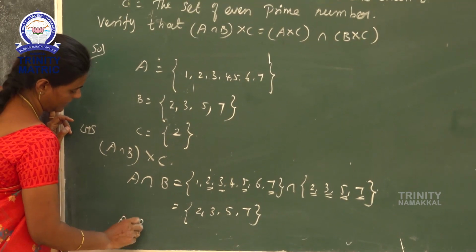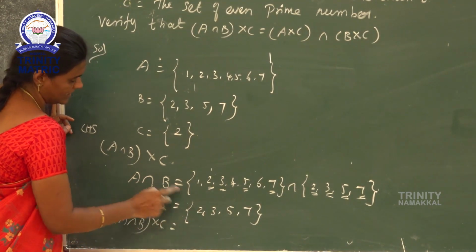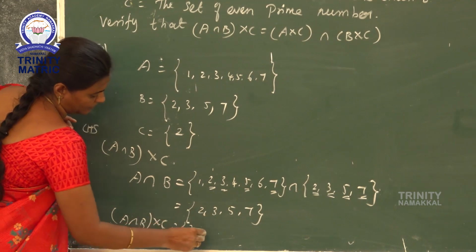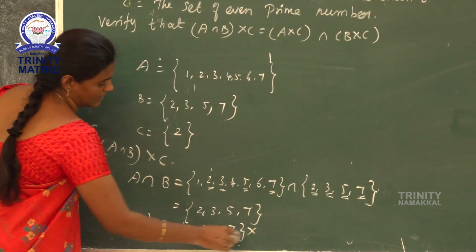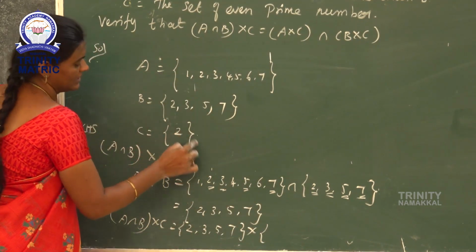Now A intersection B cross C. What is A intersection B? 2, 3, 5, 7, cross the set C. What is the set C? 2.